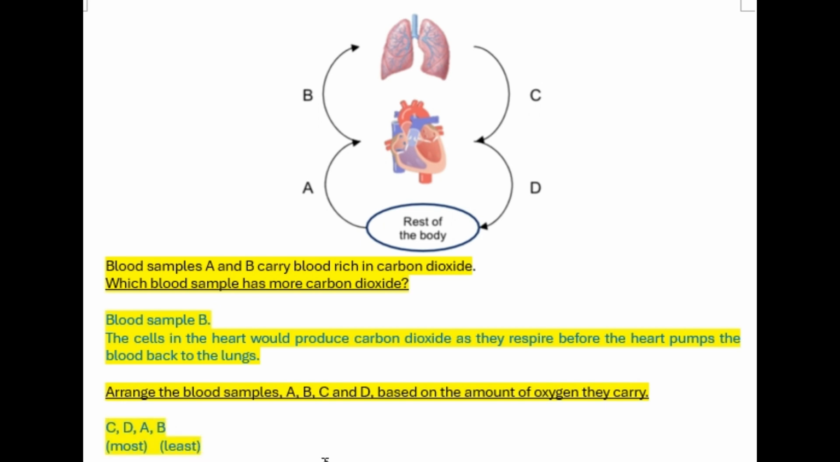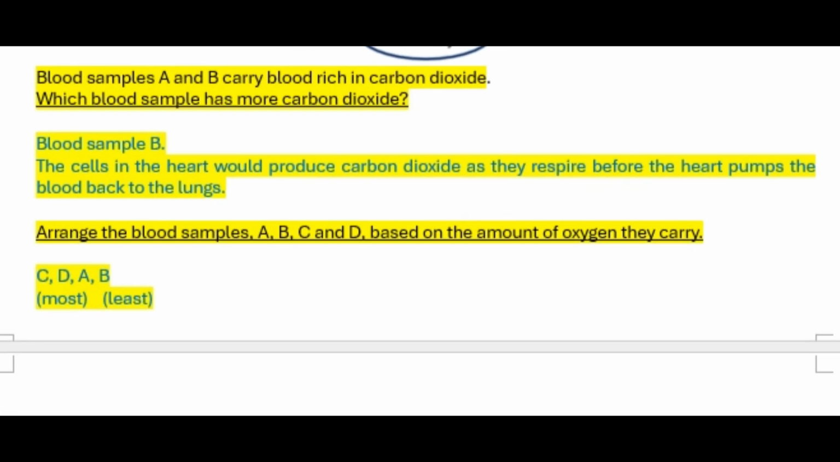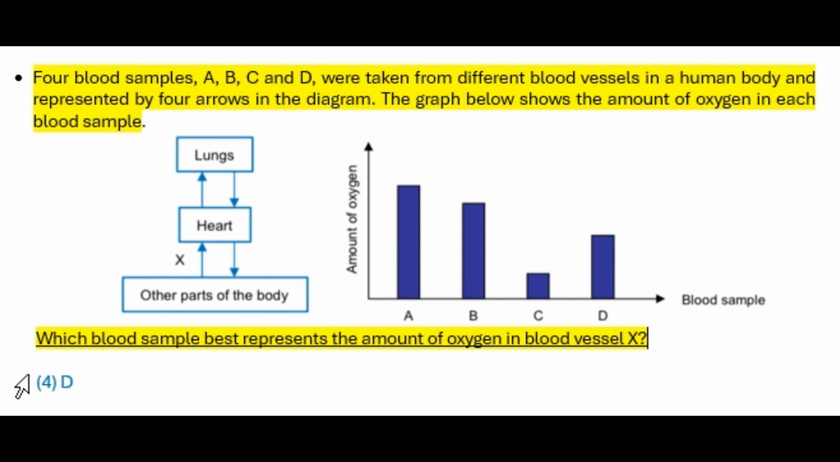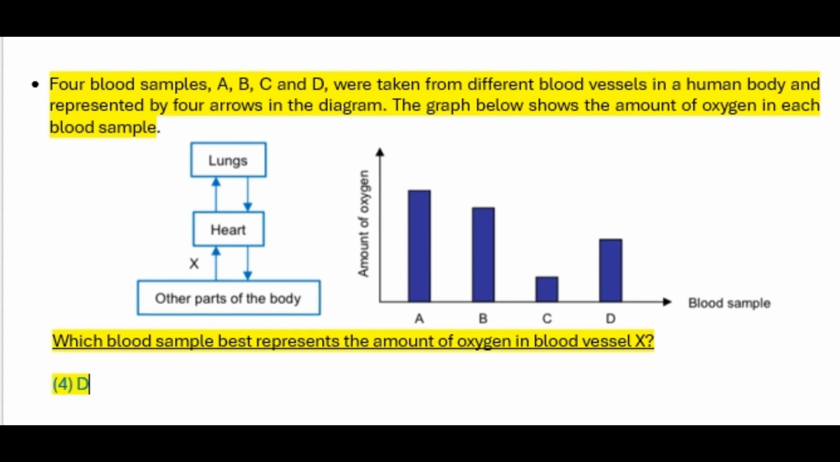Most, least. Four blood samples, A, B, C and D, were taken from different blood vessels in the human body and represented by 4 arrows in the diagram. The graph below shows the amount of oxygen in each blood sample. Which blood sample best represents the amount of oxygen in blood vessel X? 4. D.